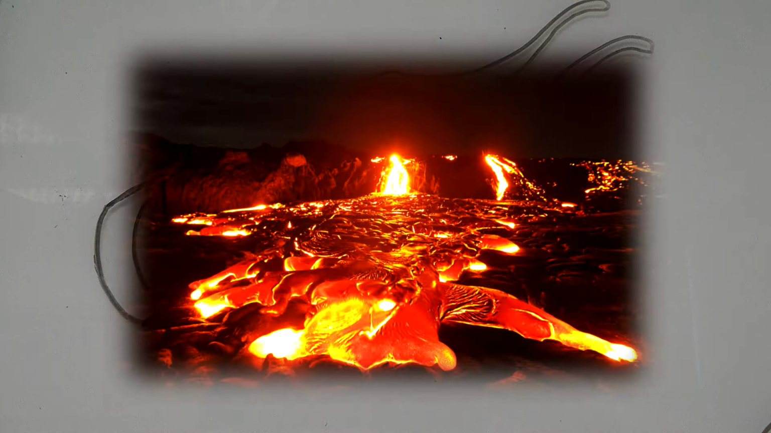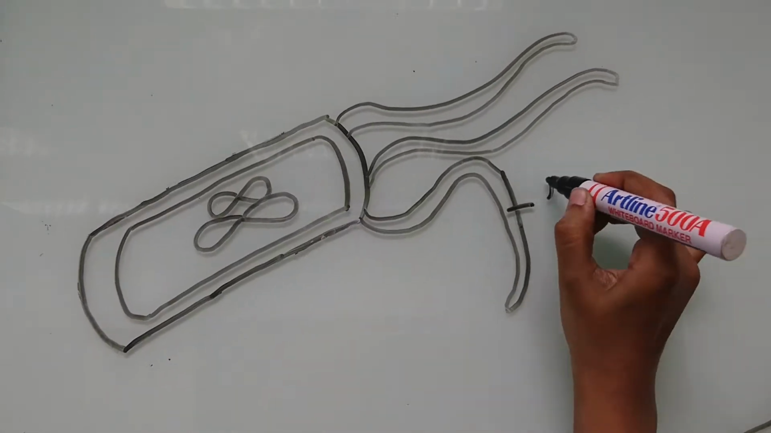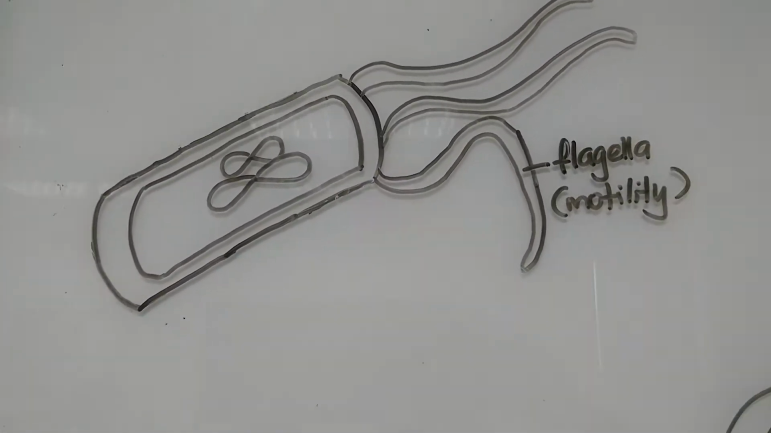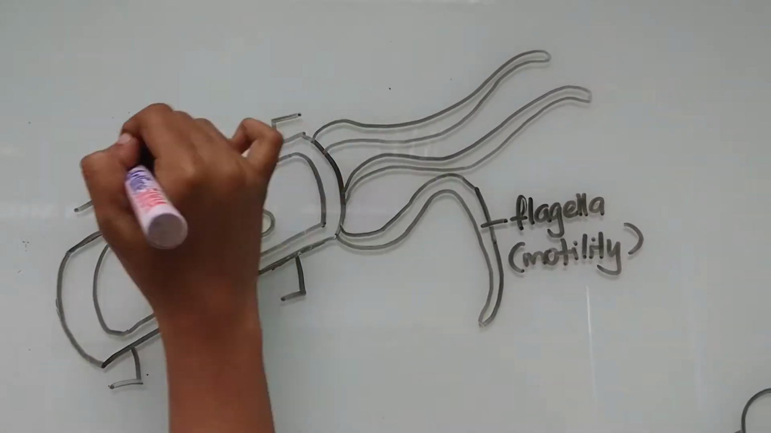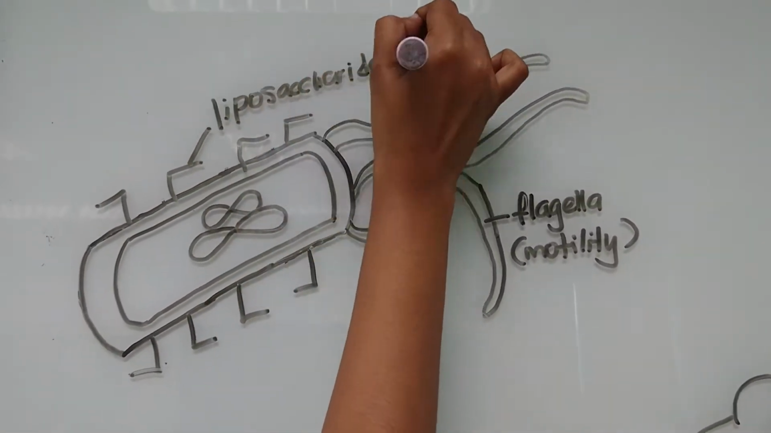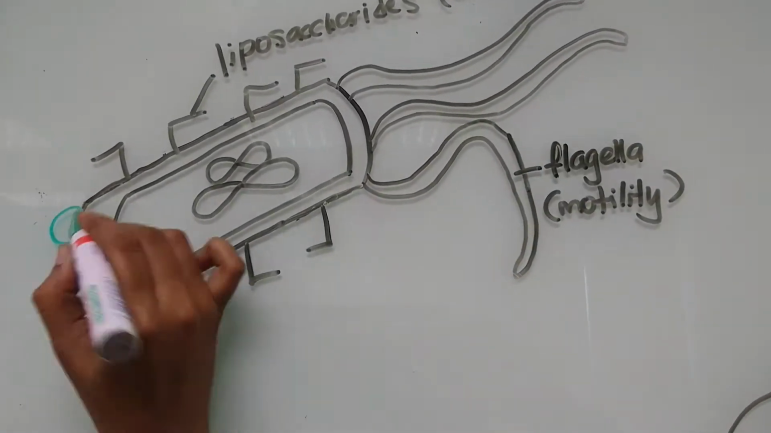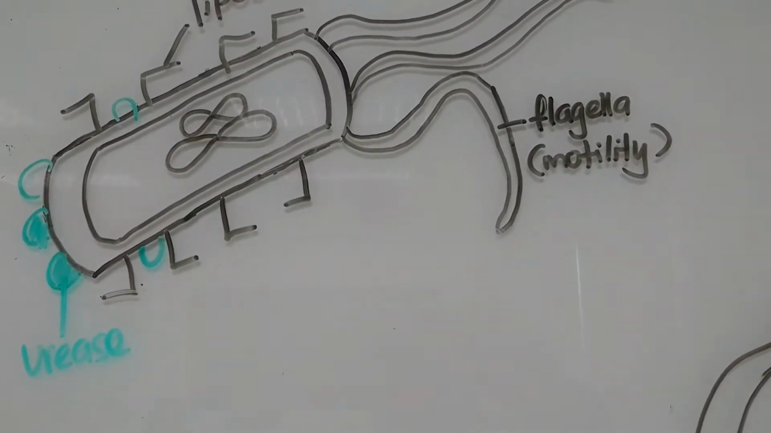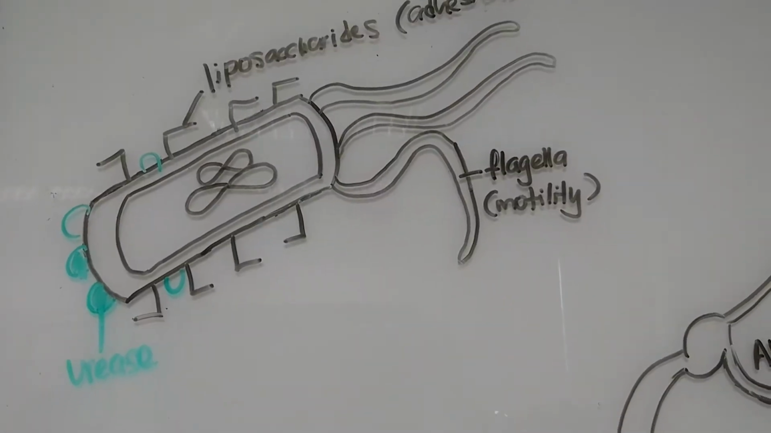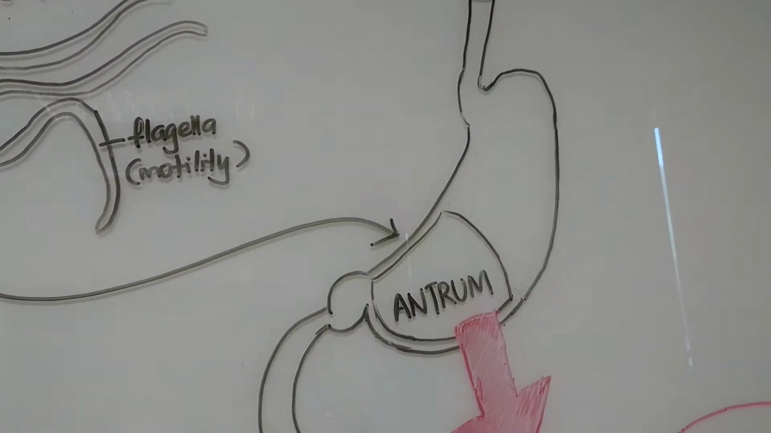The stomach is a very harsh place, but H. pylori has structures to colonize the stomach epithelium. So what are those? It has flagella for motility, lipopolysaccharides for adhesion, and it has urease enzyme to neutralize the dangerous hydrochloric acid we find in the stomach. H. pylori normally locates itself in the antrum.